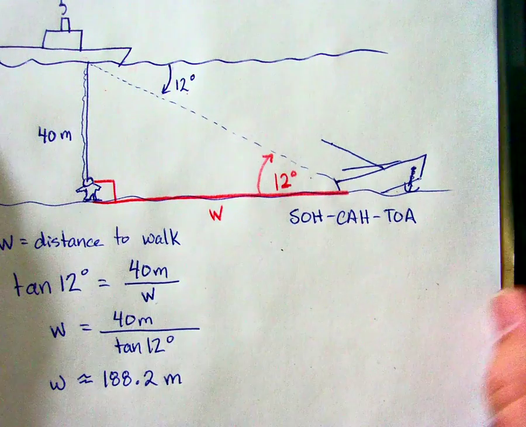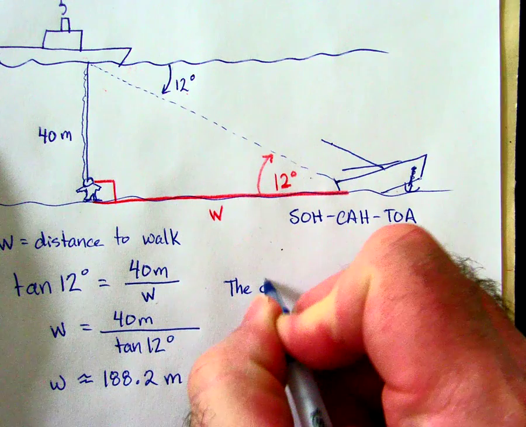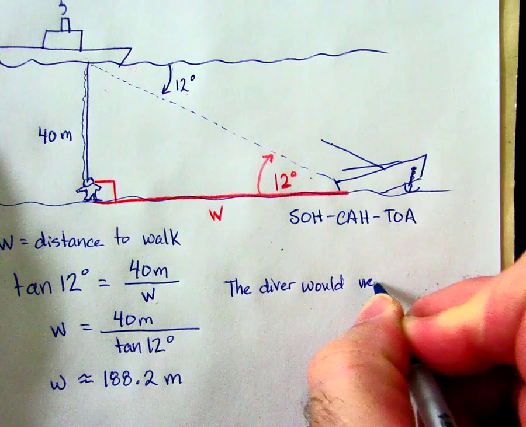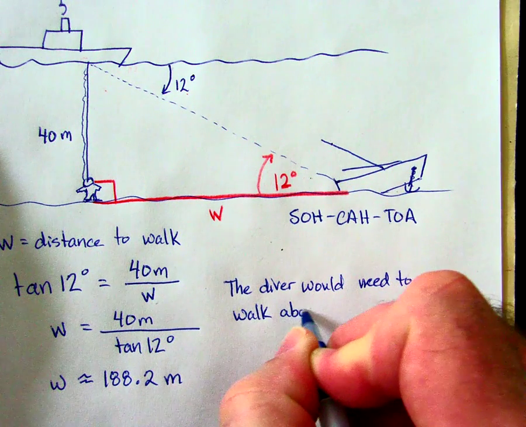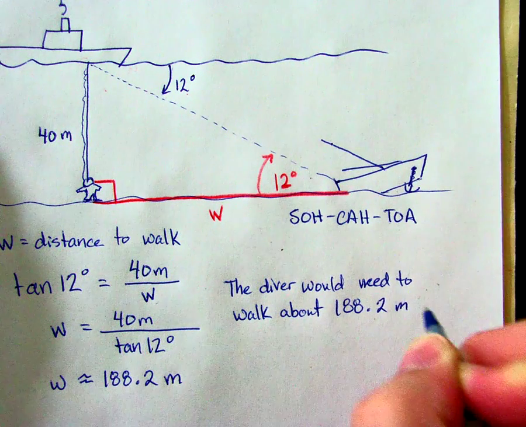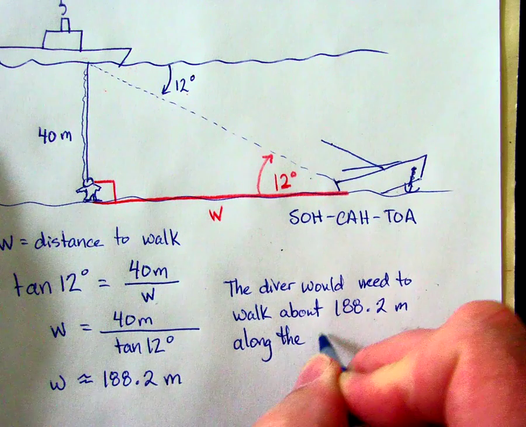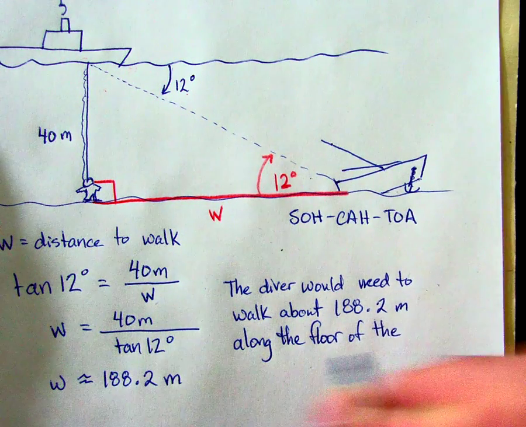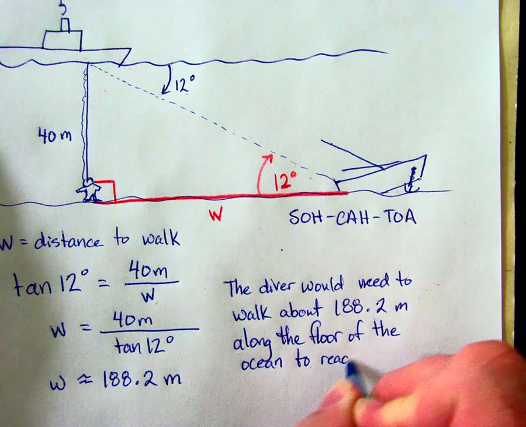And so our answer to the question would be then the diver would need to walk about 188 and 2/10 meters along the floor of the ocean to reach the wreckage.